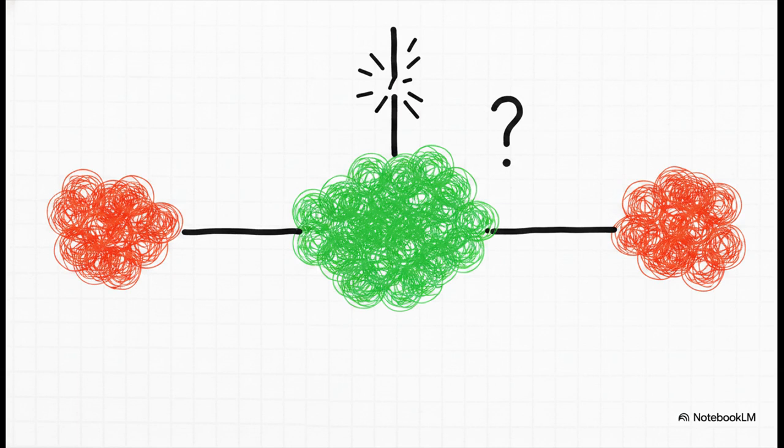If we map the success and failure data dots on our one-dimensional line, the red dots for failure and the green dots for success overlap perfectly in the middle.